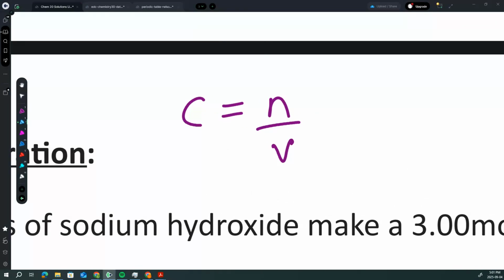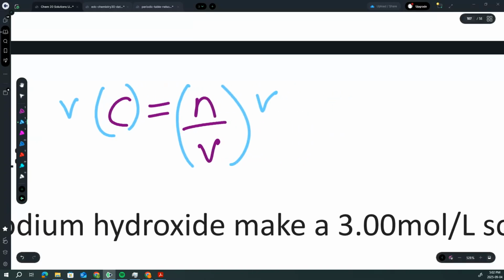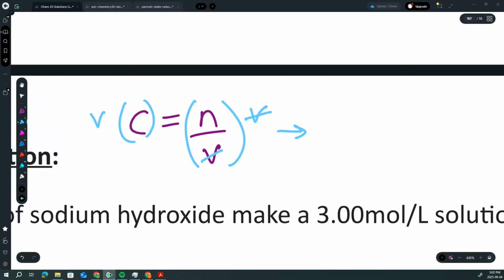So volume is doing the dividing. That's why I'm going to multiply by volume instead of moles, because moles is not doing the dividing. That's why we can't multiply by moles. So we're going to multiply both sides by volume. So that cancels out there, and what we're going to get is volume times concentration is equal to moles.